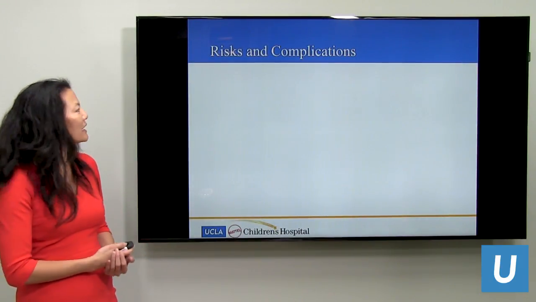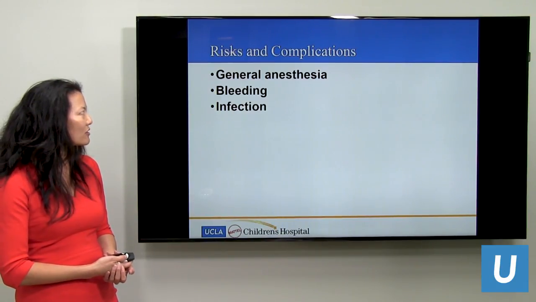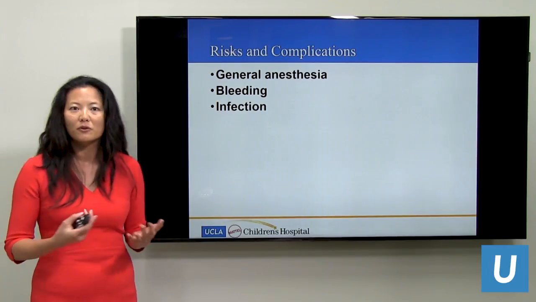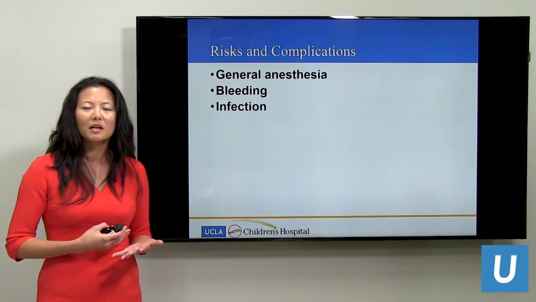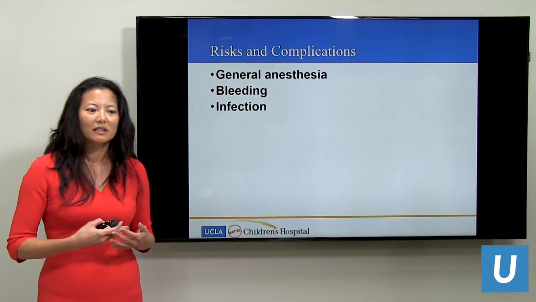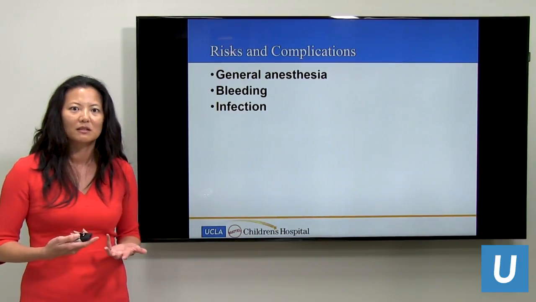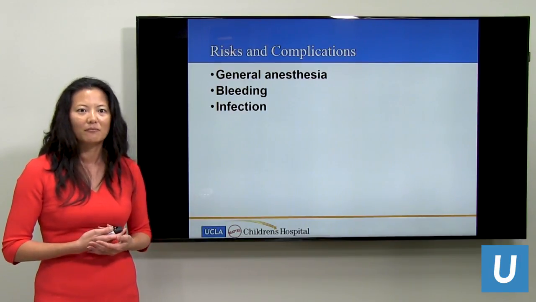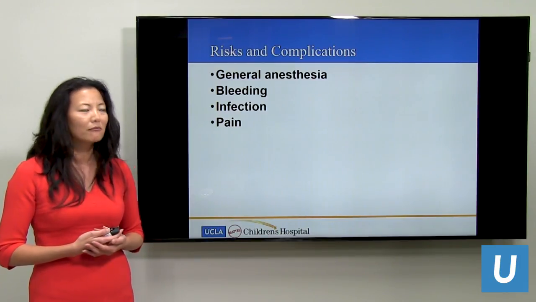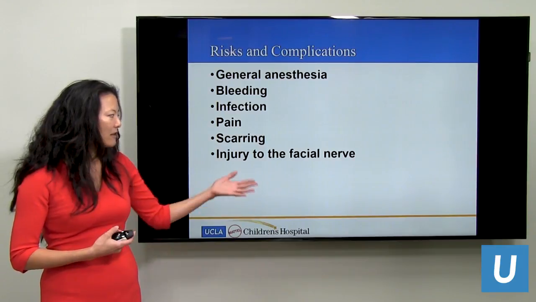Okay, so risks and complications. The standard risks of surgery are general anesthesia, bleeding, infection. General anesthesia, of course, in a young, small baby, has a certain risk, but this is a procedure to really help this baby functionally, and we usually accept those risks to move forward. Bleeding, it's not a very bloody procedure. Infection can happen, but is pretty rare also. Some pain, some scarring.